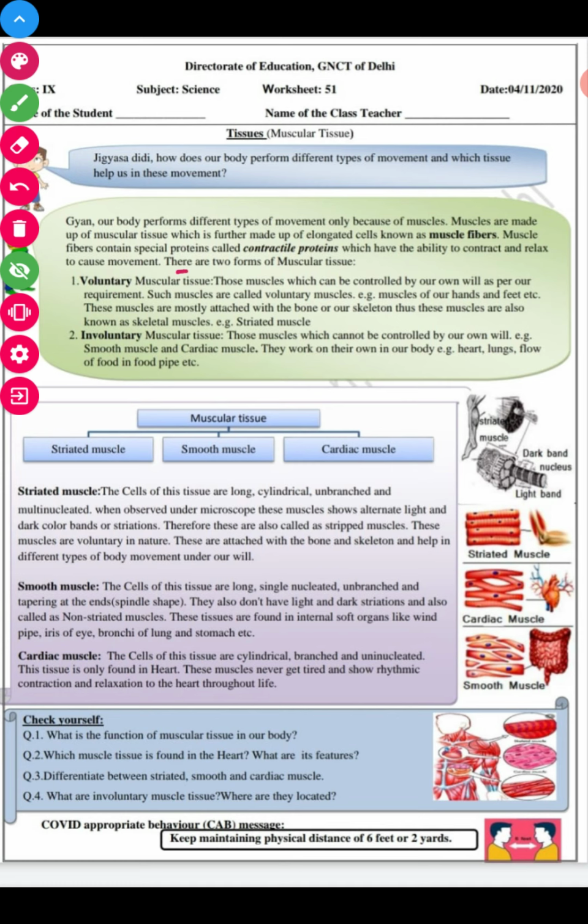These muscular tissues are of two types: voluntary muscular tissue as well as involuntary muscular tissue. When we talk about voluntary muscular tissue, those muscles which can be controlled by our own will, as the name suggests, those muscles which are under our control are called voluntary muscle tissue. Muscles of our hands, feet, etc. are all made up of this kind of tissue.